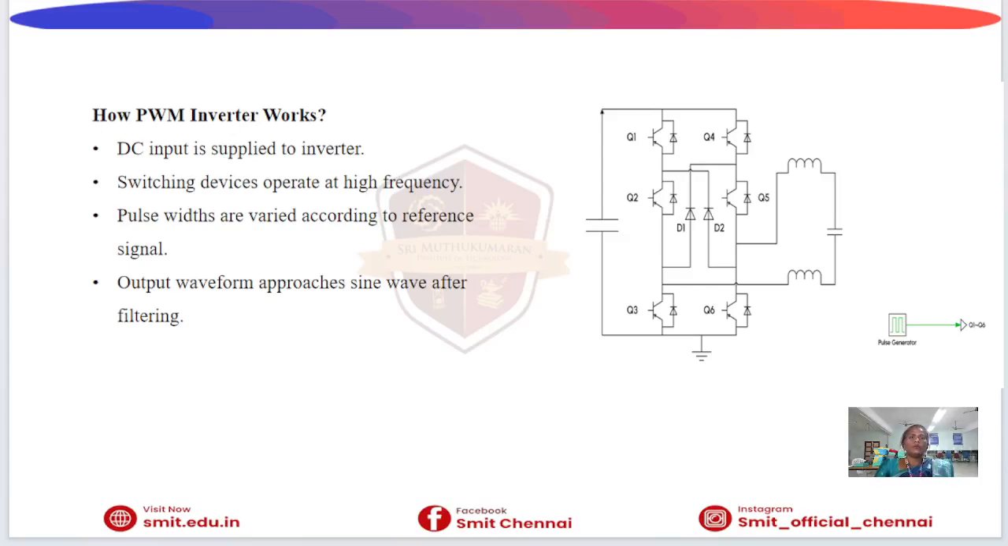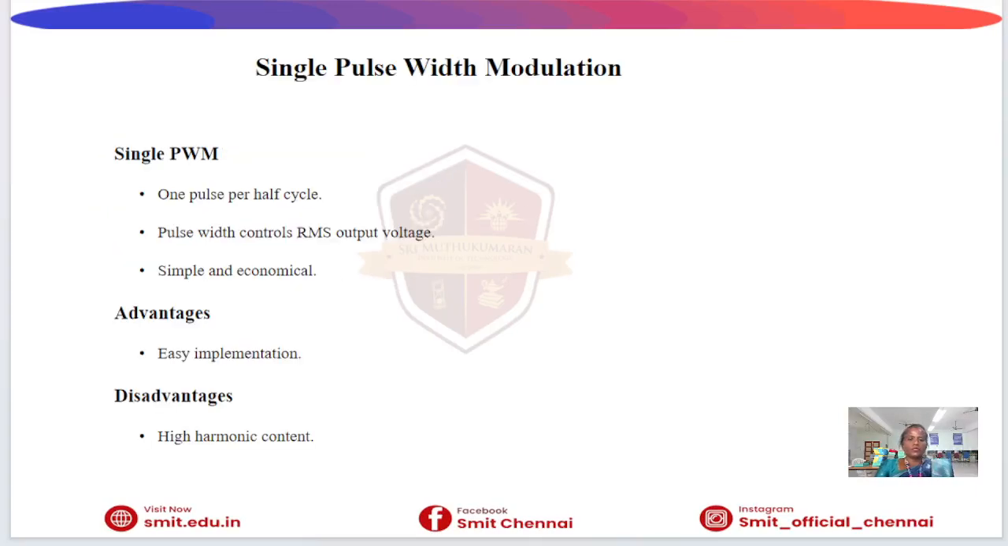The pulse widths are varied according to a reference signal. Wider pulses correspond to higher output voltage, while narrower pulses correspond to lower output voltage. After switching, the output contains high frequency components. These unwanted harmonics are removed using filters, resulting in an AC output waveform that is very close to a sine wave. Thus, PWM enables efficient and controlled DC to AC conversion.